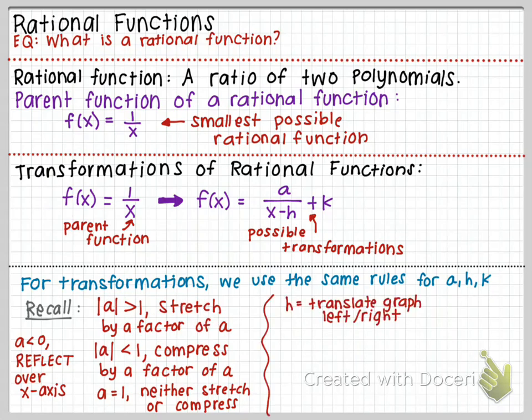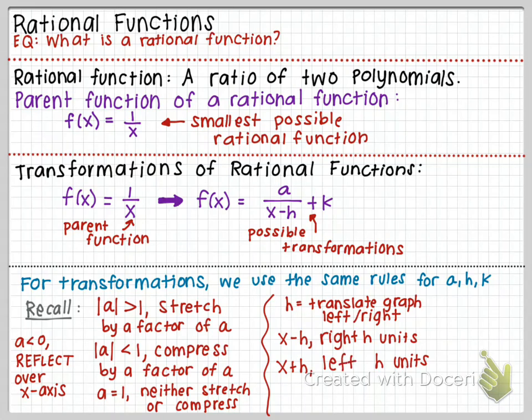Okay, h translates the graph left or right. If it's x minus h, we're going to go right h units. Remember, it's always the opposite. And then when we have x plus h, we're going left h units. So it's always the opposite.